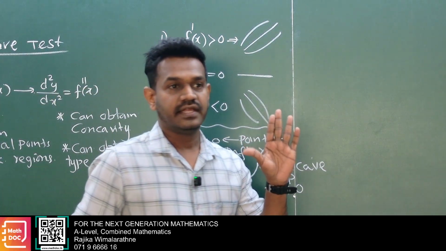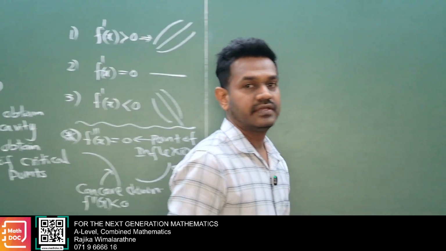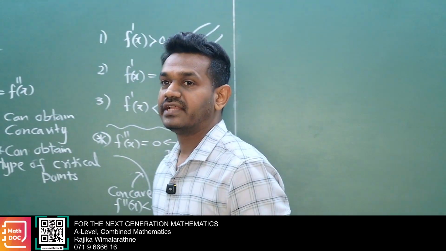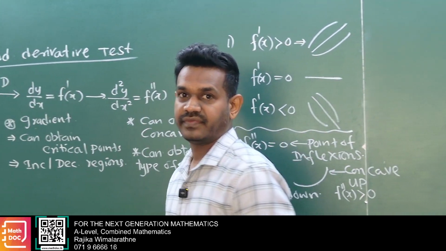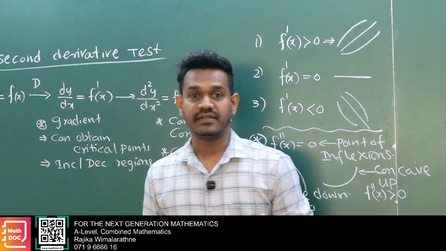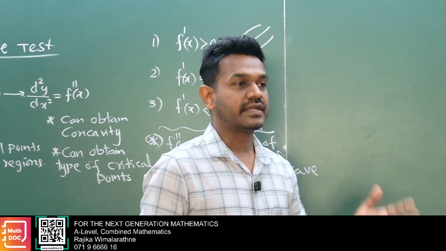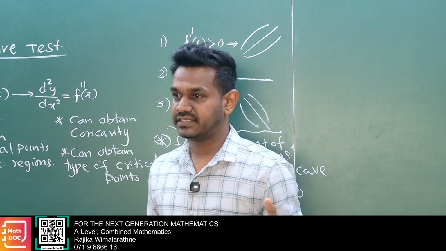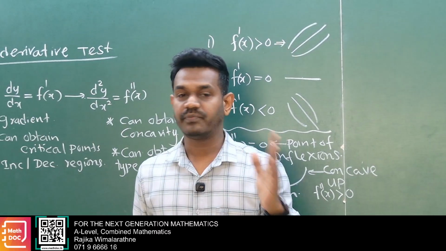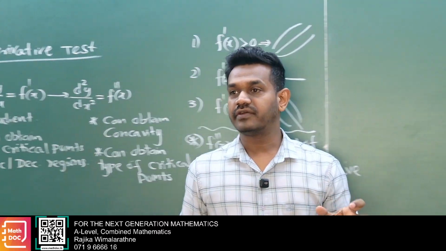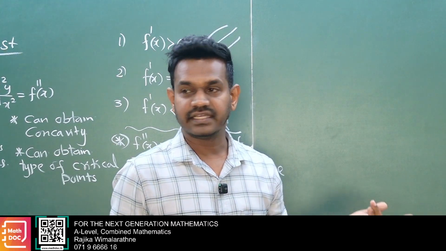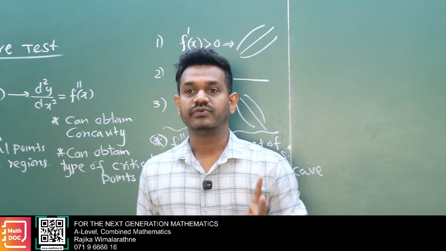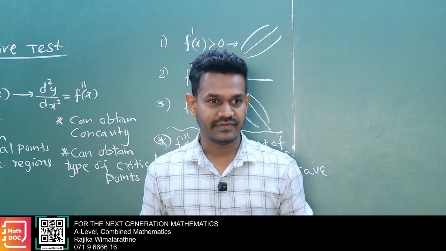Okay, now let's move a little further. This is an important thing. A point where the derivative is 0 we call a critical point. Then there are two different types of critical point: turning point and point of inflection. Under point of inflection we have two again, increasing inflection and decreasing inflection. Under turning point we have two: maximum and minimum.